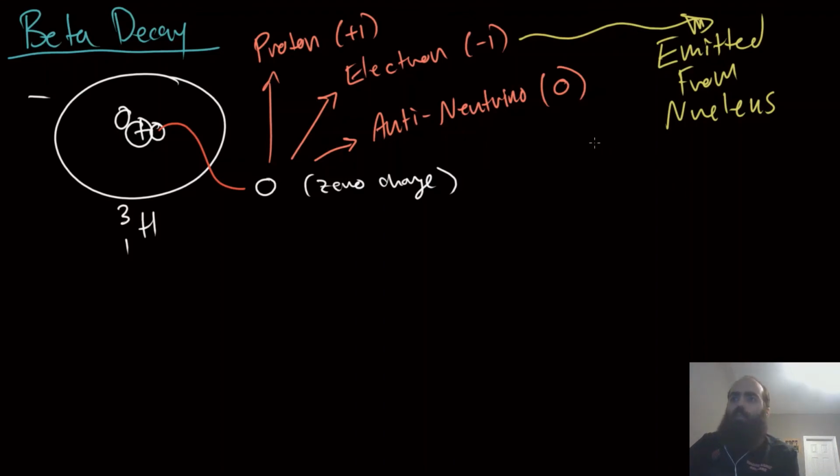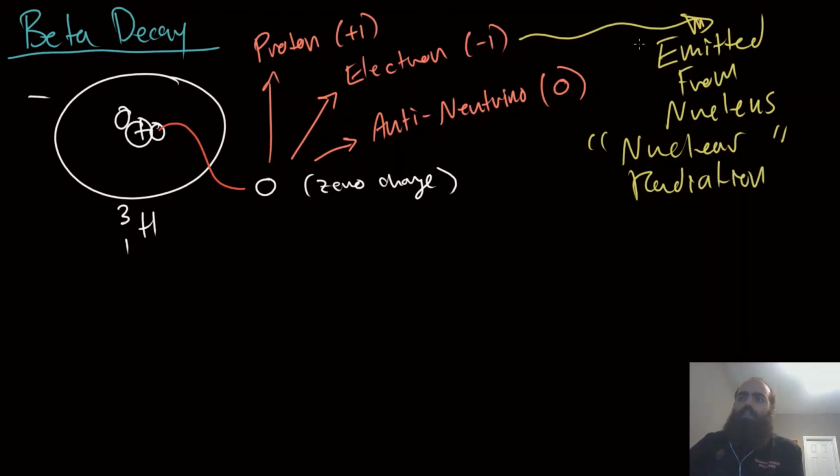And in this example, that emitted electron is what would be the nuclear radiation. We had talked about how the emitted particle is your radiation, so this electron is being emitted from the nucleus, and that would be our nuclear radiation in a beta decay. The thing that's emitted is this electron.